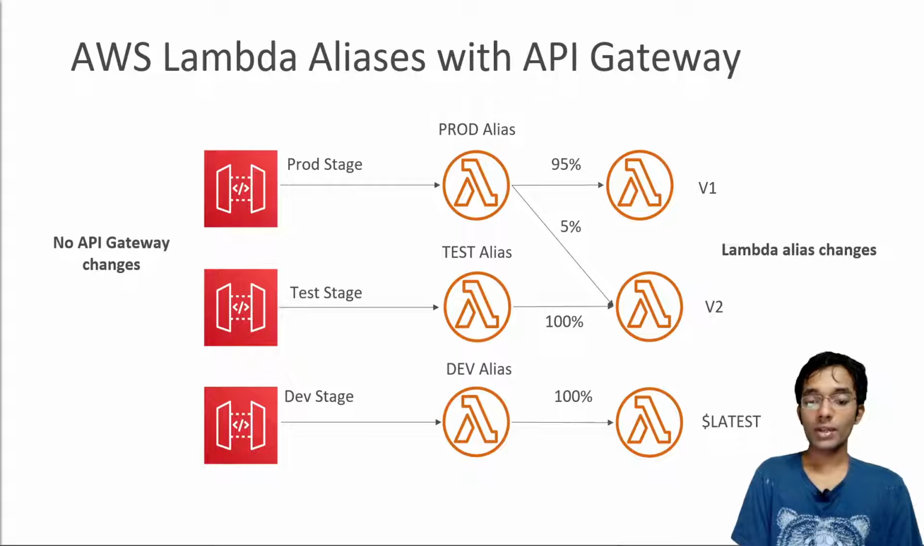And if we want our lambda function backend to evolve, the only thing we have to do is create new versions of our lambda function and make sure that the aliases are slowly pointing to the new versions of our lambda function. So it's very important to understand this distinction. There's a difference between the API gateway changes and the lambda function and alias version changes.